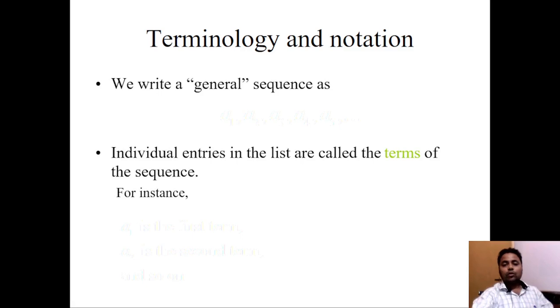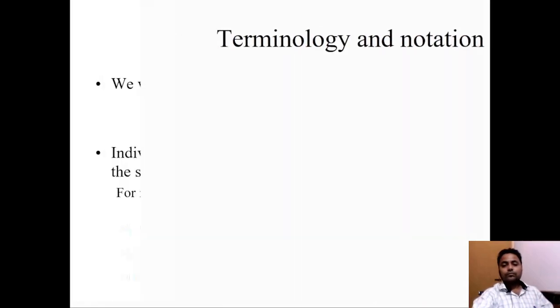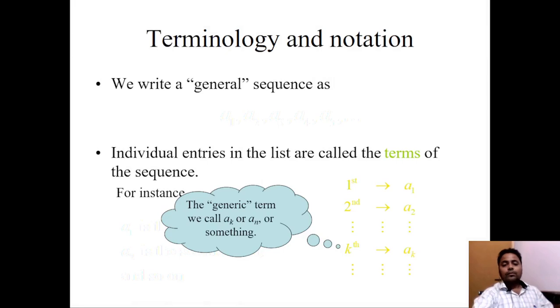Now here is the terminology and notation. We write a general sequence as, and the individual entries in the list are called the terms of the sequence. For instance, the generic terms we call AK or AN or something, like for the first term A1, the second term A2, and for the K-th term this is AK. These are simply the notations of the terms, represented by the first term, second term, third term, fourth term and K-th term.